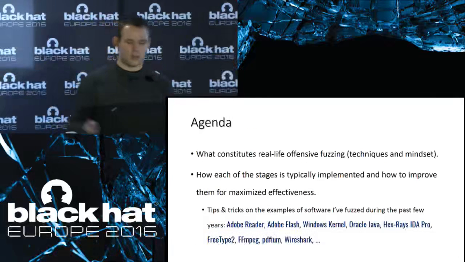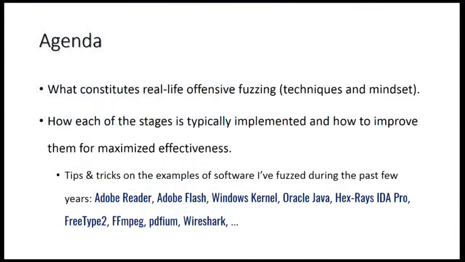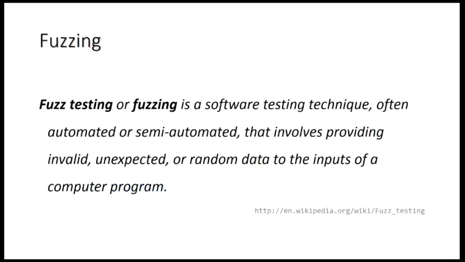So today I will be talking about what constitutes real-life offensive fuzzing. So fuzzing for actually finding bugs that you can probably exploit, or in my case, report to the vendors. And I would like to talk about how each of the stages that is part of fuzzing is typically implemented and what you can do better to actually improve your results and find more bugs. This is going to be all shown on the example of several different pieces of software that I have fuzzed in the past, including Adobe Reader, Adobe Flash, Windows kernel, and some other open source software.